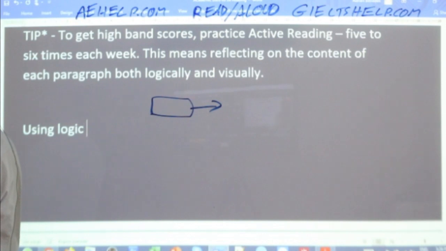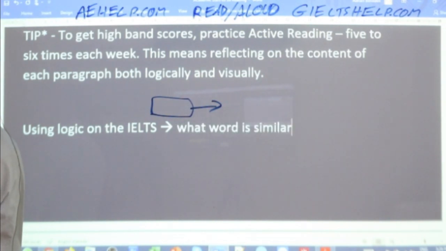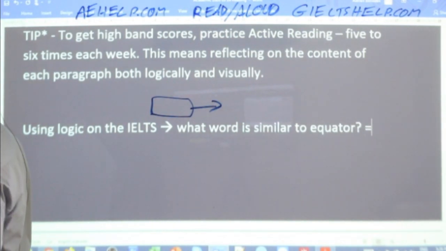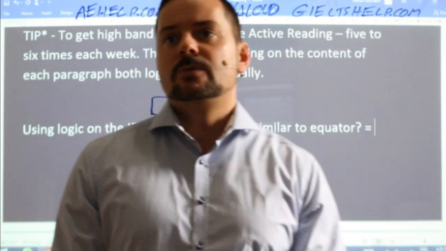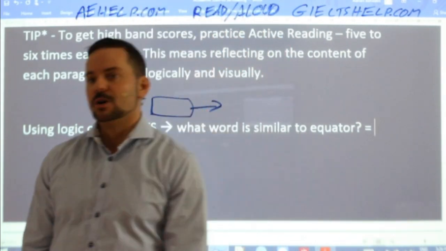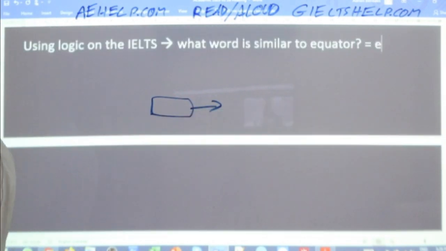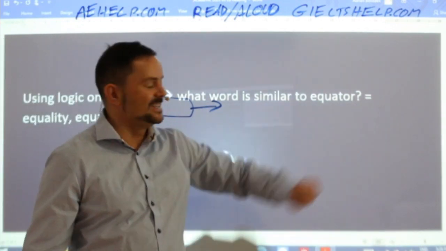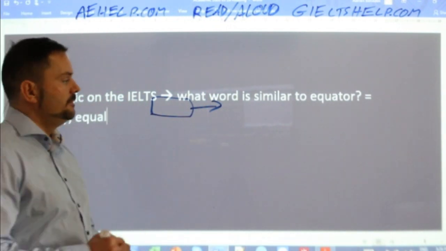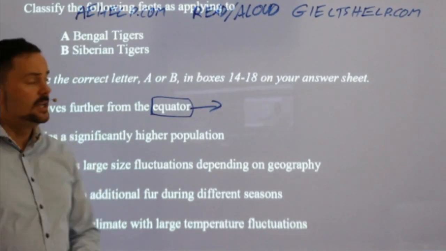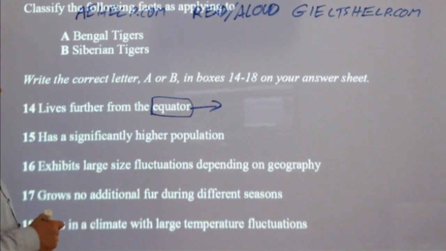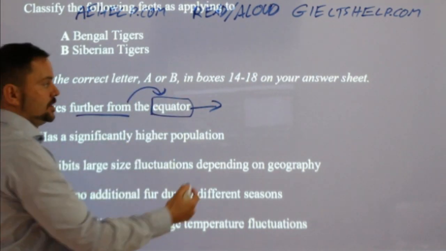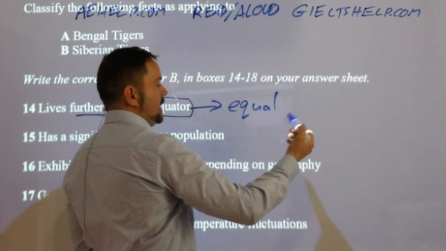So using logic on the IELTS. Abhishek says equation or equate, Rajveer says equality or equal. Yeah, exactly. Equality, equal. Funny enough, this symbol right here is similar, right? So looking at that, you can figure out that if the question is asking you, lives further from the equator, so further from the equator must be a location. So we can figure out that it's equal and its location.